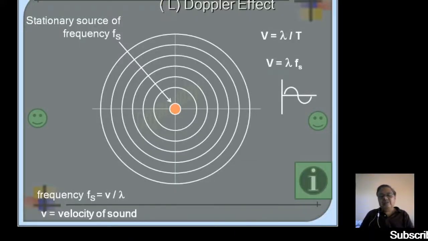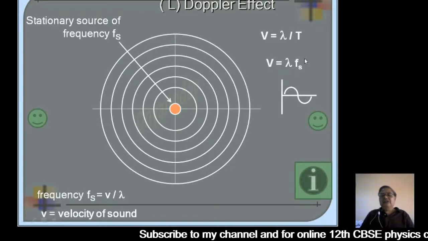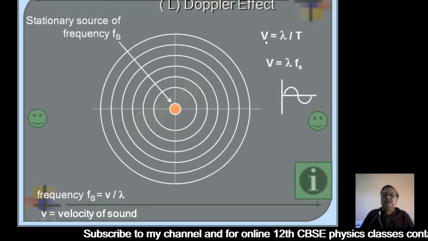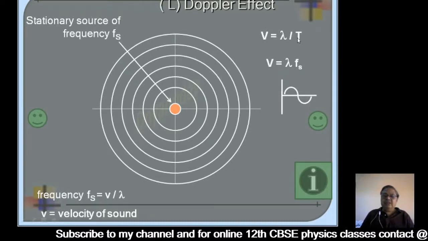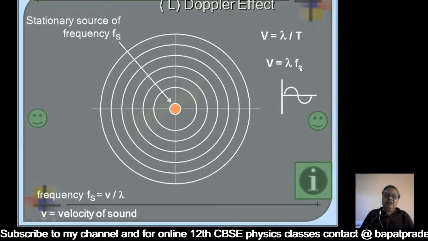Now here we see. I will just recall something which we have learned before: the velocity of sound is equal to the wavelength times the frequency. What is the wavelength? It's shown here in the pattern from one crest to the next crest. That makes a wave, and this is called a wavelength. The time required for one wavelength is called the time period, and the number of cycles made in 1 second is called the frequency. So we have the formula: velocity of sound is equal to wavelength upon time period, or velocity of sound is equal to wavelength into frequency. This we have learned before.